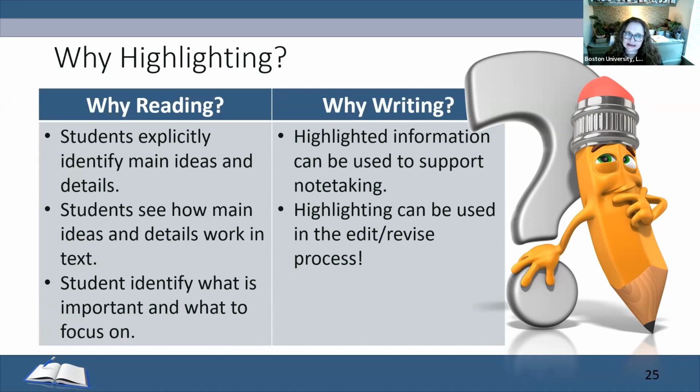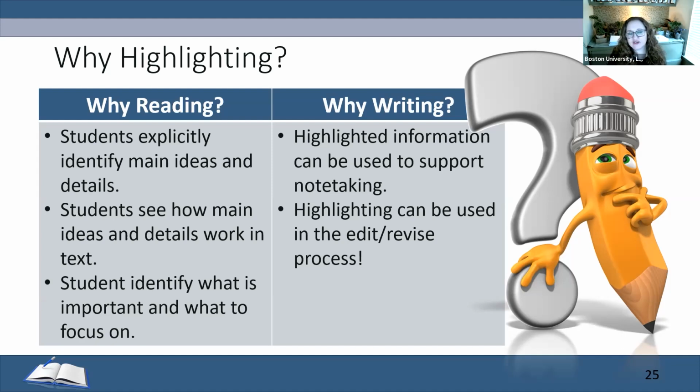We had highlighting and why note-taking as well within this context, because I wanted to tell you how important it is, if you're teaching highlighting as a reading skill, why it helps writing. It helps writing because highlighting can be connected to note-taking. And the big thing I think we miss countless times is that when students have highlighting skills, they are better editors, they are better at revising their work.